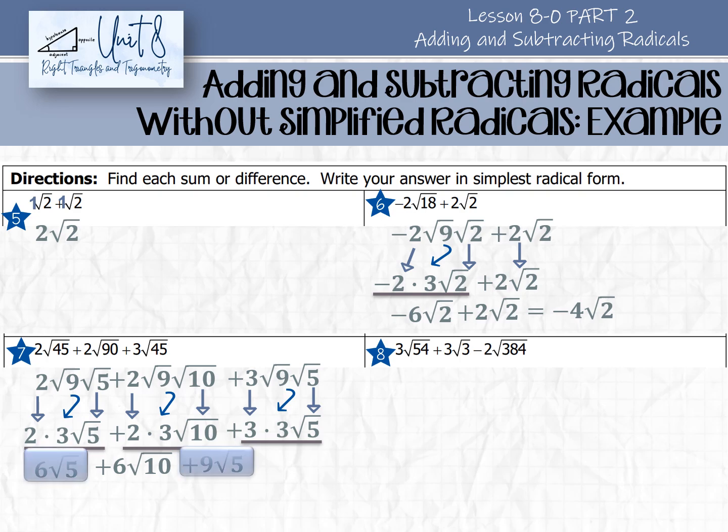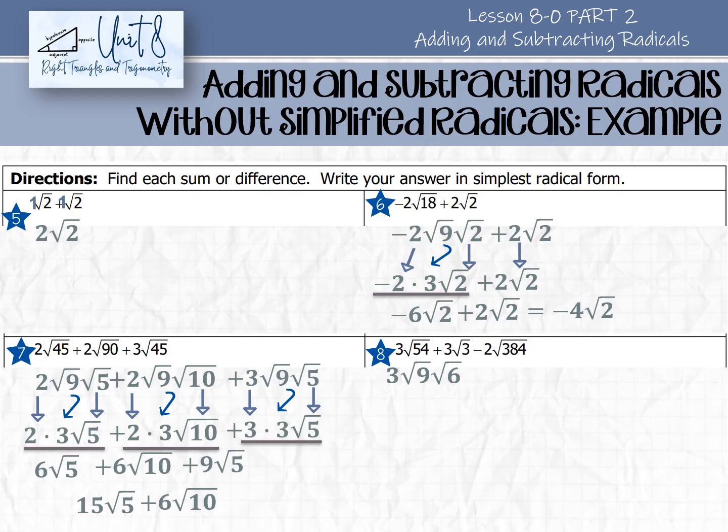We have like terms right there. And they will add to 15 radical 5, bring down your 6 radical 10, and we're done. Number 8, we need to simplify those as well. Looks like the middle one cannot be reduced, but we're just going to have to bring him along the entire time. So 9 times 6 is 54, and 9 is a perfect square.